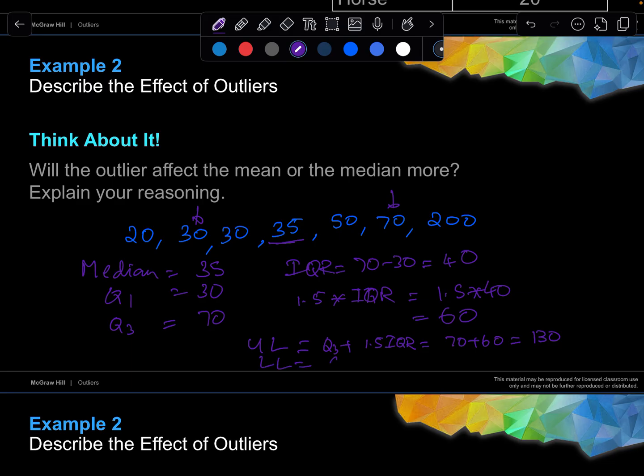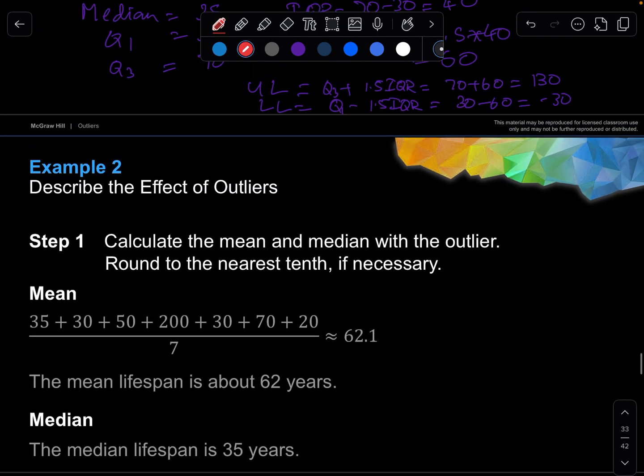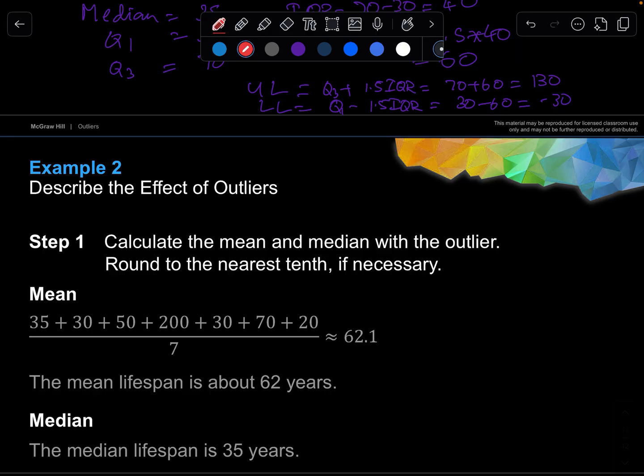My lower limit is Q1 minus 1.5 times IQR. That's going to be 30 minus 60, that will be minus 30 would be my lower limit. So you can see LL would be minus 30. UL, which is my upper limit, is 130. So my outlier is 200. Okay.